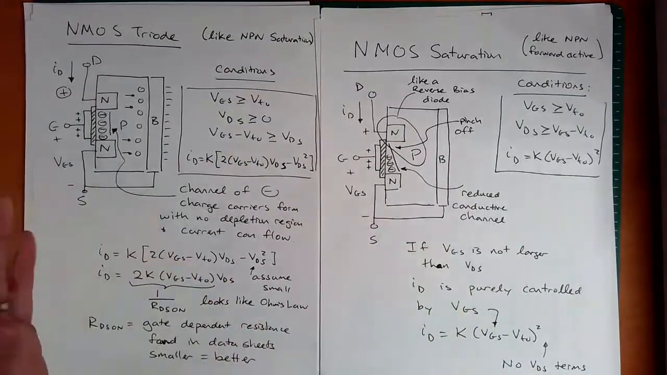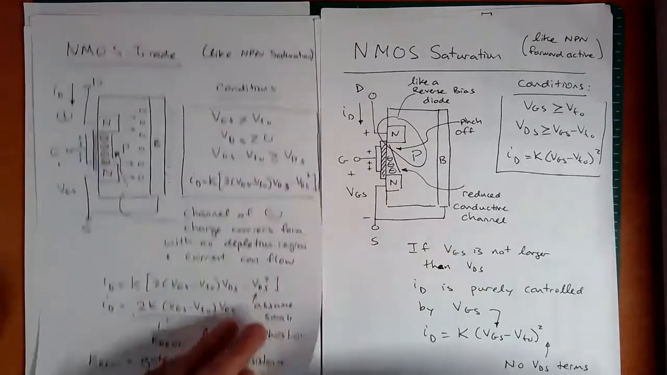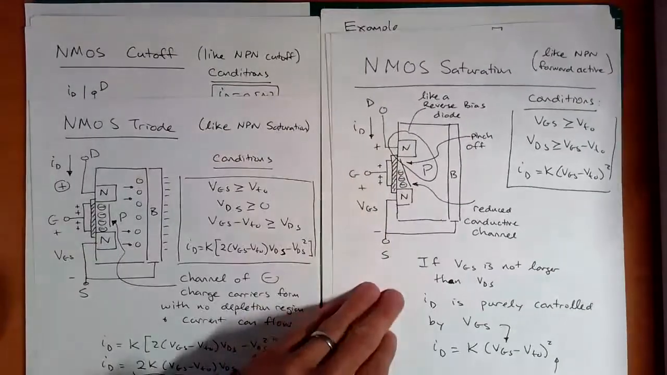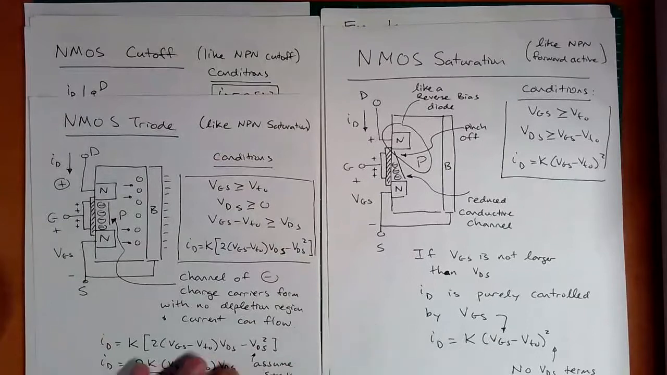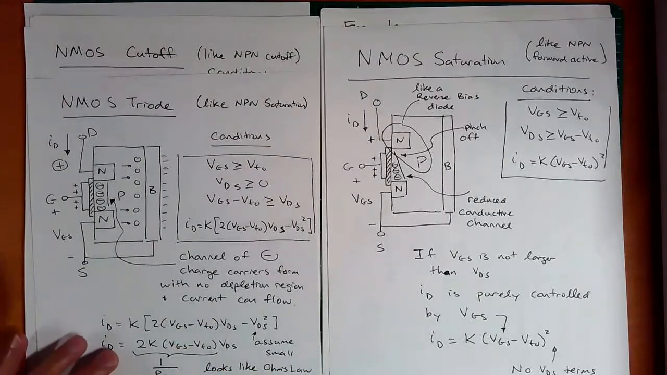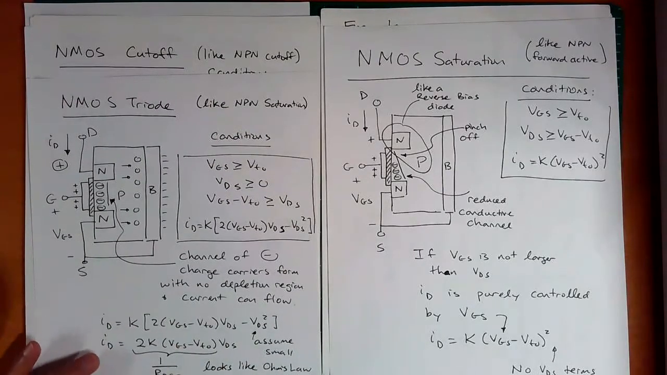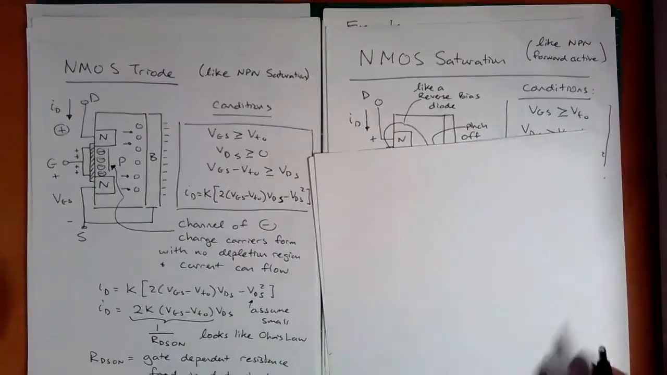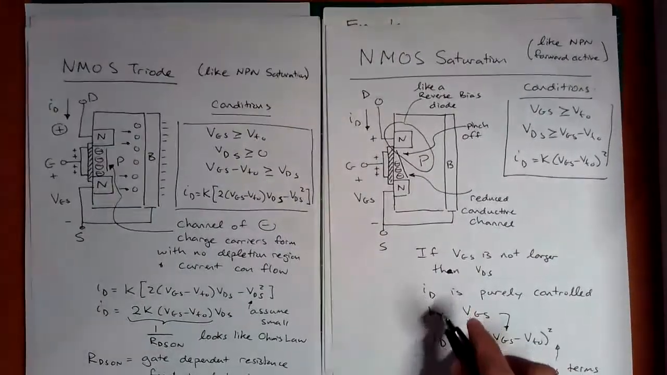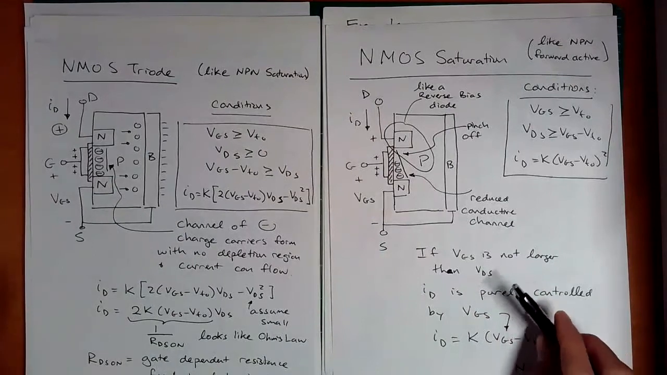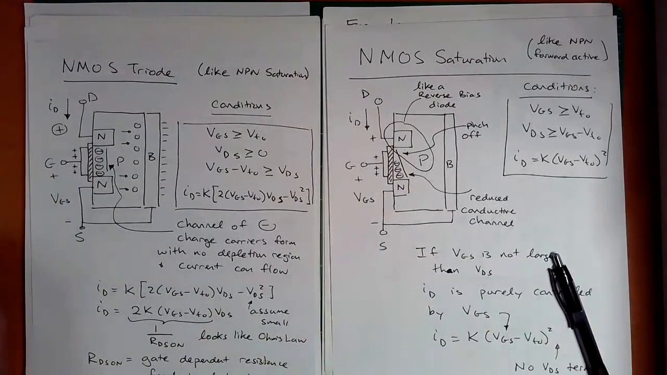Okay. All right. So these are the 3 modes, very similar to the bipolar junction transistor. And we will summarize these equations and do some examples in the next lecture. Okay. All right. Well, I hope you got a good understanding of NMOS and PMOS, some intuition, and I'll see you in the next lecture.